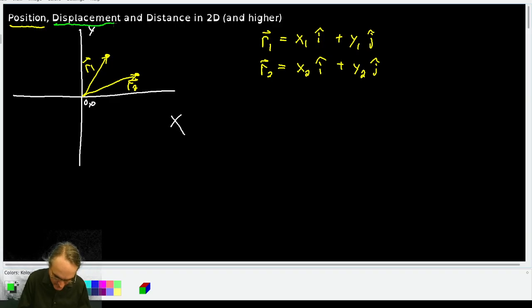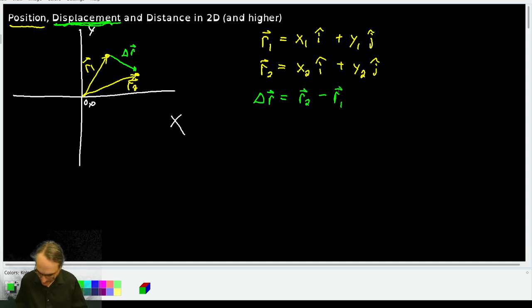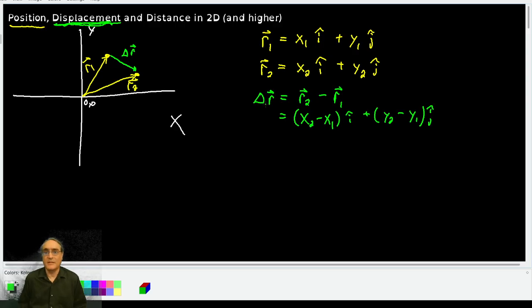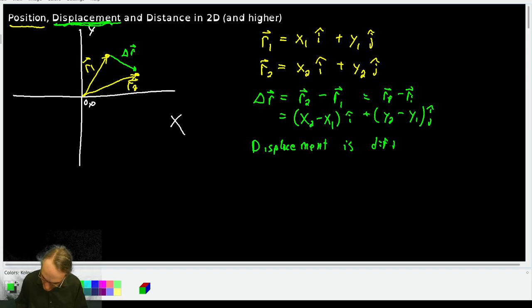So displacement will be in green, the color I'm underlining here. Displacement will tell you how you go from one place to another. It is delta r. Delta r will be your final r minus your initial r. And if we look at this carefully, if we plug these in, it would be x2 minus x1 in the i hat, and y2 minus y1 in the j hat. Now, this isn't really worth memorizing, except that the displacement delta r is r final minus r initial. But there you go. So displacement's pretty simple. It's just the difference between 2 positions.